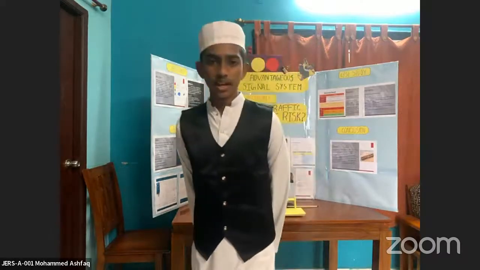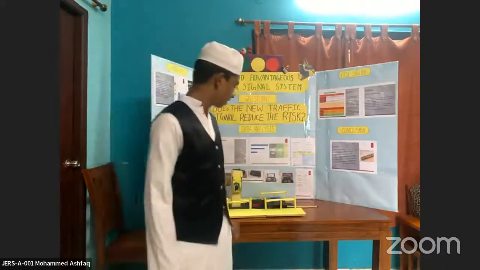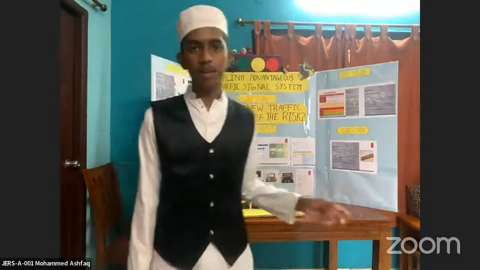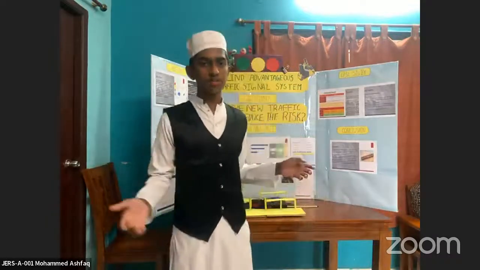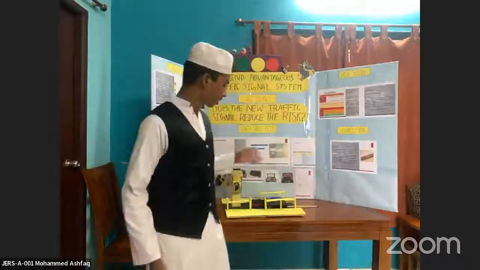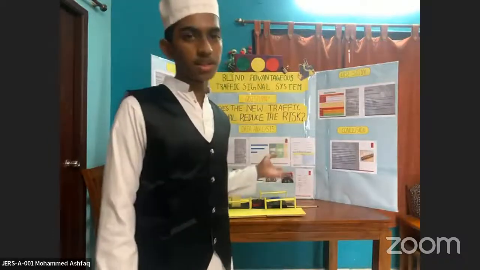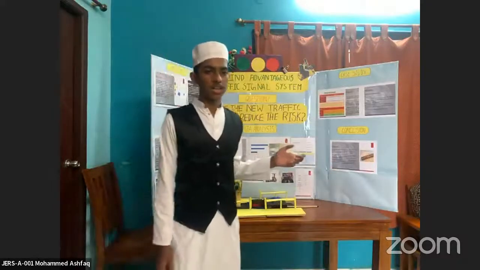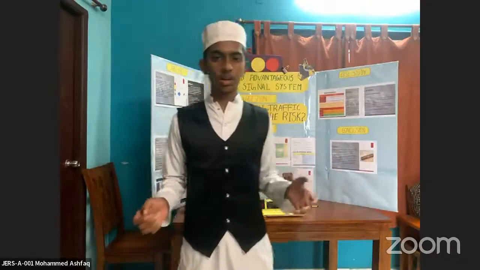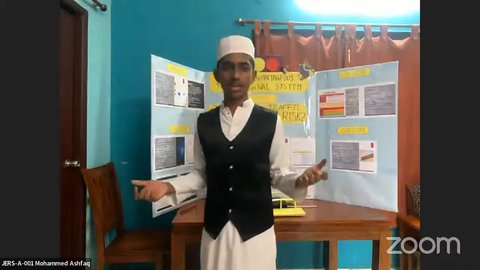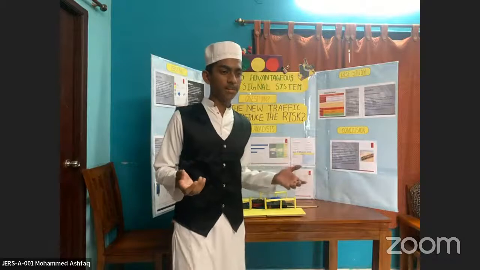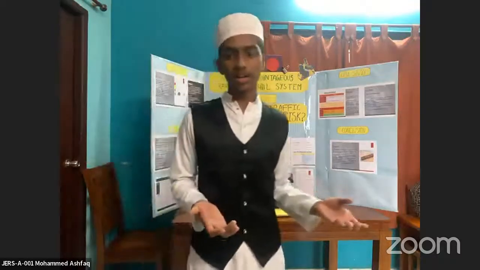Sir, this idea is totally new because I don't see anywhere a traffic signal system which helps blind people to travel themselves, to cross the road themselves. This is a prototype which helps them to cross the road themselves. And it is more efficient because the blind people could be independent and they could travel themselves. It will alert them when they have to stop and it will make them independent.